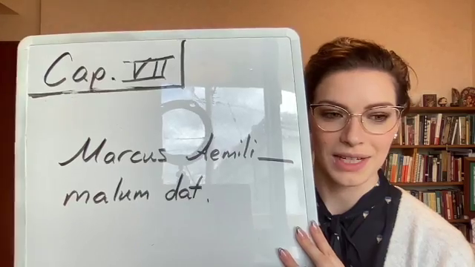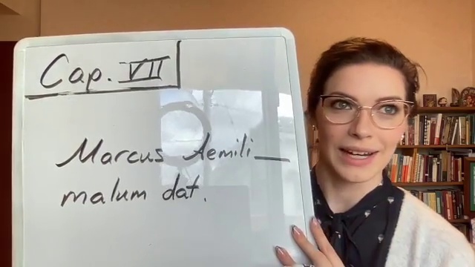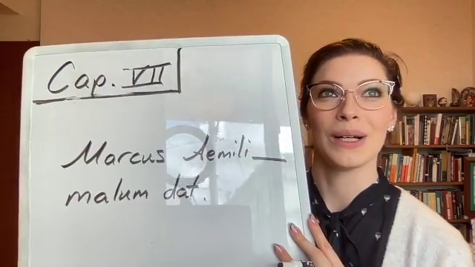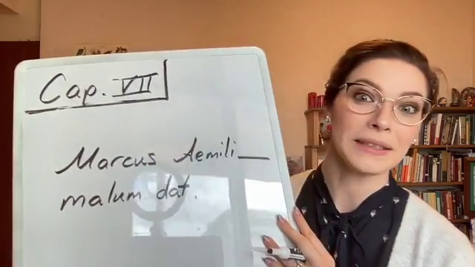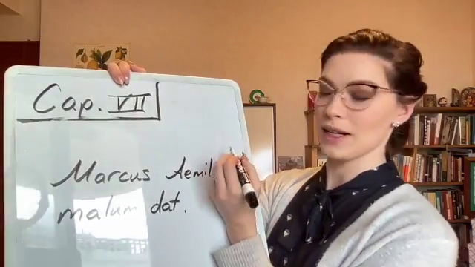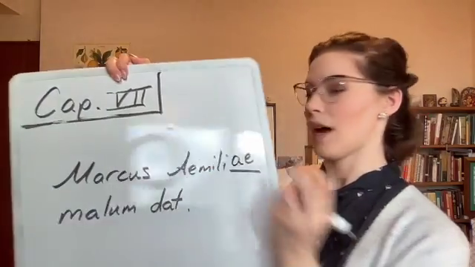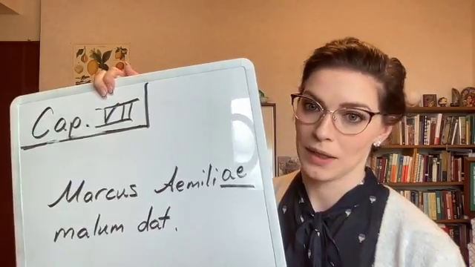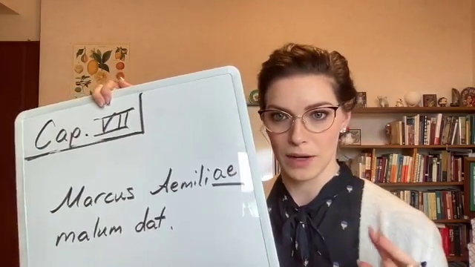So what was the other ending? 5, 4, 3, 2, 1. Boards up. Correct answer was Aemiliae. It's going to be the exact same as the genitive and the plural. Hopefully everybody got that. Maybe not. All right, let's try another one.